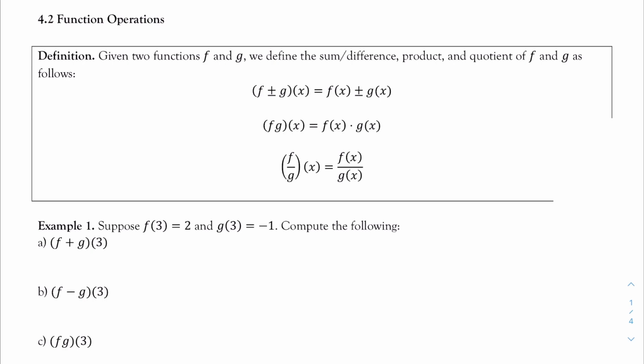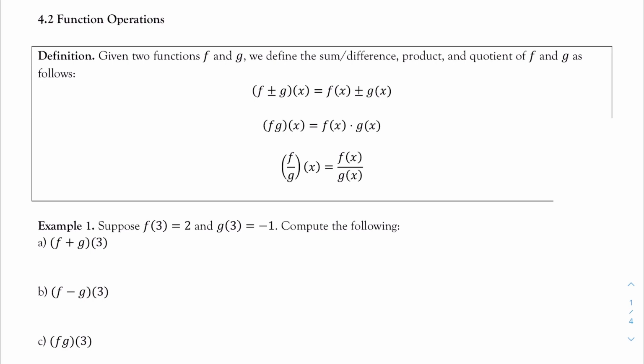So, starting our first definition for this video. If I have two functions, f and g, we can define the sum or difference, the product, and the quotient of f and g as follows. I have f plus g of x. I define this to be f of x plus g of x. Or I can say f minus g of x is equal to f of x minus g of x. In other words, it looks like I'm just splitting apart my expression.